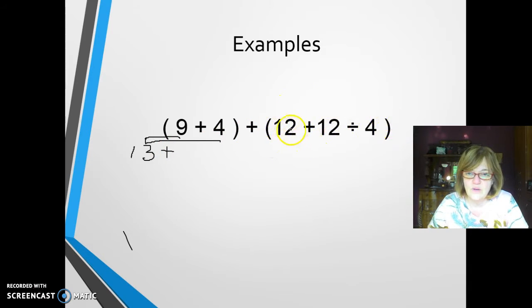What do we do first? Well, do we add the 12s? Or do we divide the 12 by the 4? PEMDAS says multiplication and division come before addition and subtraction. So we're going to do this. 12 divided by 4, which is 3. It is still plus 12. And we're still inside the parentheses.